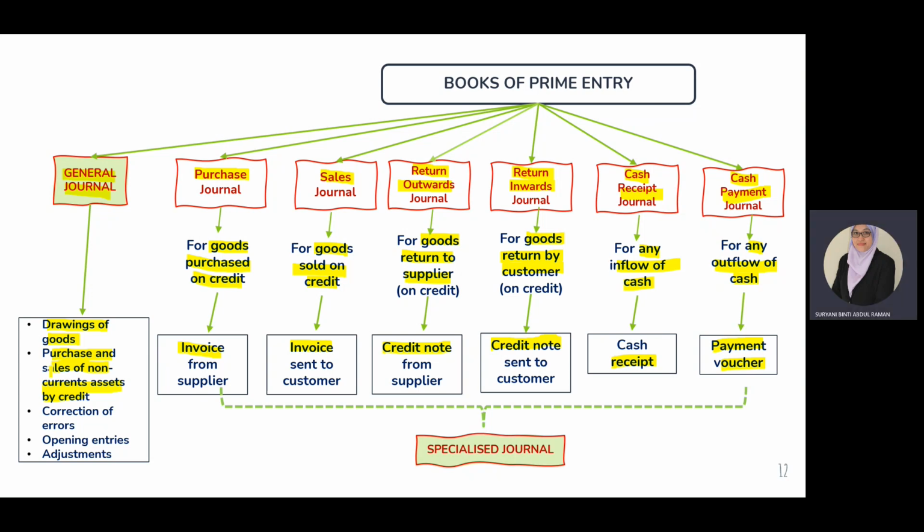Or if a sale happens, you cannot record it in the cash receipt journal because the purchase and sales of the non-current asset is on credit terms. Therefore, the suitable book of prime entry will be the general journal. Next, examples are correction of errors, recording opening entries, and recording adjustments. Okay, we're done with the types of books of prime entry.